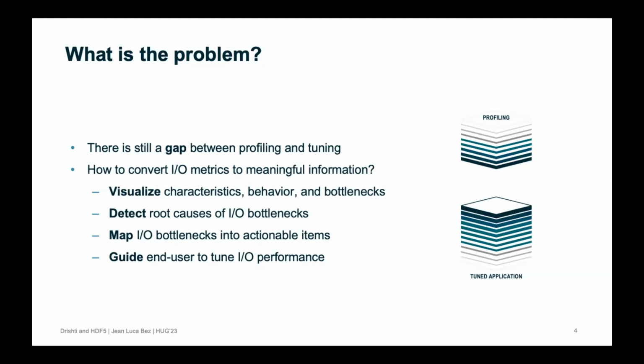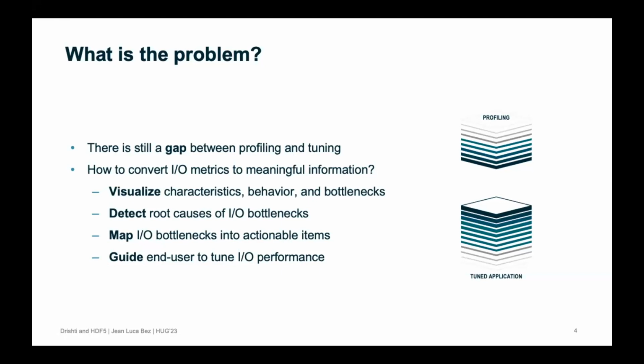So what we are looking for here is ways to visualize characteristics, behavior, and bottlenecks that my application is suffering, to be able to detect where the problems are corresponding to any of the layers, or whether it is something based on what my application is doing when expressing its data or its access, and then map those problems that we are finding into solutions. Say, oh, here are a couple of techniques that we could use in this case that could benefit the application, and then guide users to do that.